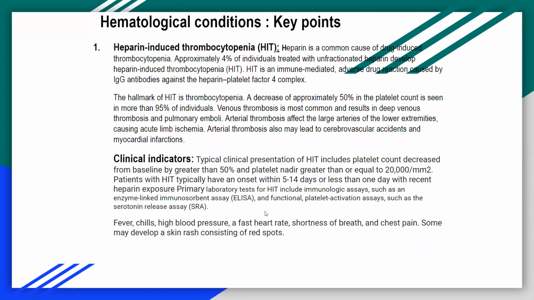The second one is heparin-induced thrombocytopenia. Usually patients are exposed to heparin for some way. So you have to know that it is an immune-mediated adverse reaction caused by IgG. So a key factor there, the hallmark is thrombocytopenia. Clinical indicators is important, listed here. How do you diagnose them? Common signs and symptoms. Some patients will have a skin rash consisting of red spot other than the tachycardia, shortness of breath, and chest pain.